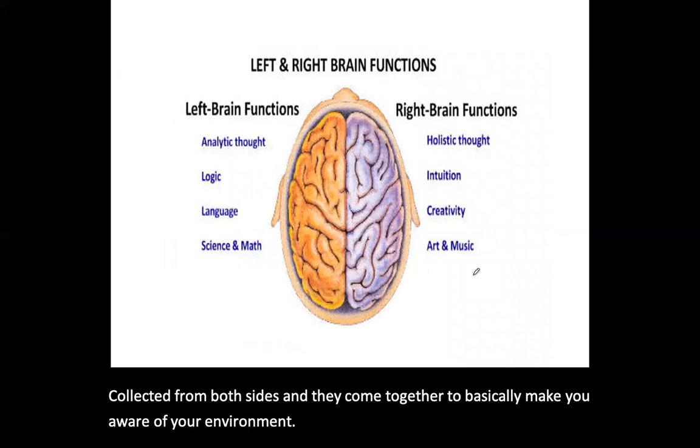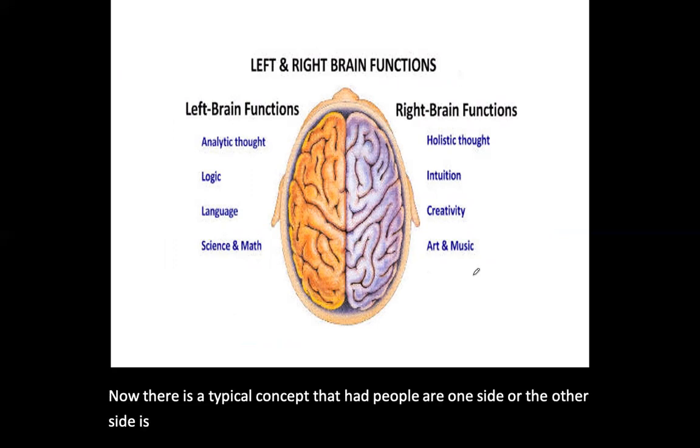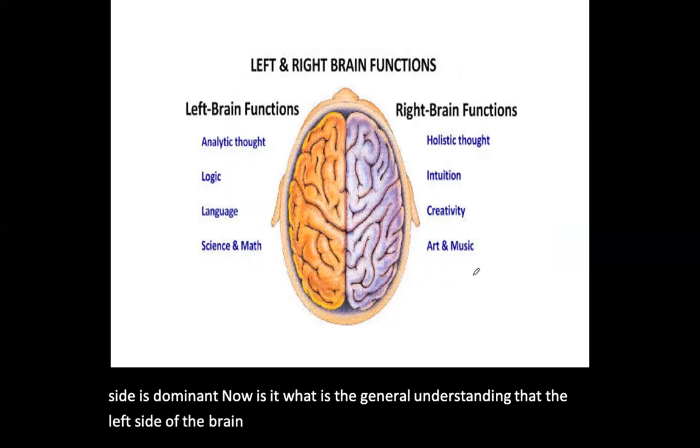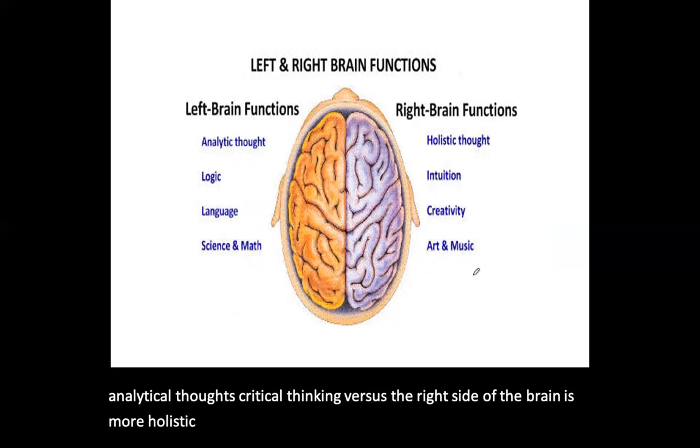Now, there's a typical concept that people are one side or the other side is dominant. What is the general understanding? That the left side of the brain is responsible for logic, language, science, math, analytical thoughts, critical thinking, versus the right side of the brain is more holistic thoughts, art, music, creativity, intuition.